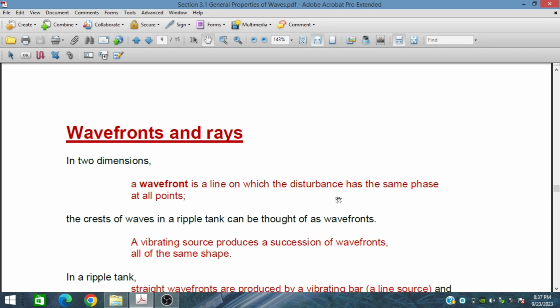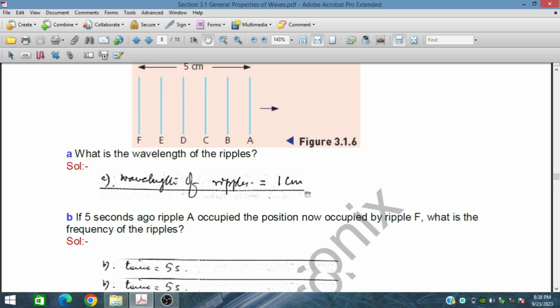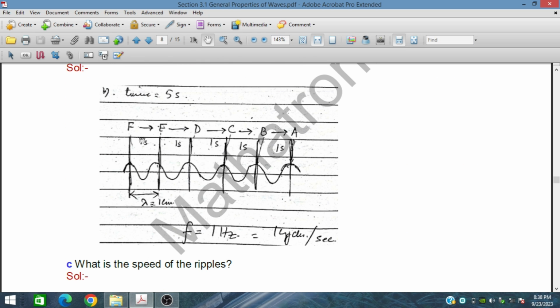In two dimensions, a wavefront is a line on which the disturbance has the same phase at all points. Suppose we have this kind of waves, and we consider this as a wavefront. This wavefront is an imaginary line, or imaginary positions, from which every wave has the same phase. This phase, this phase, and this phase.